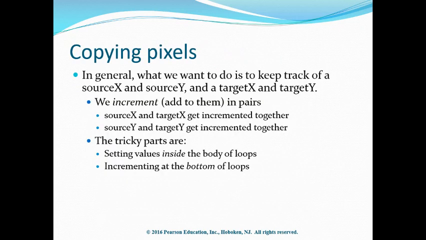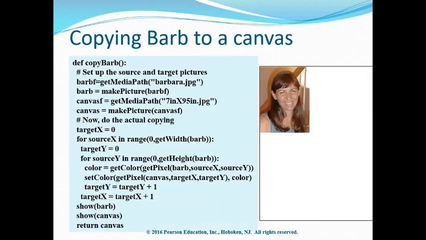So, copying pixels. In general, what we do is keep track of a source X and source Y and a target X and target Y. We increment, add to them in pairs. Source X and target X get incremented together. Source Y and target Y get incremented together. The tricky part is setting the values inside the body of loops and incrementing at the bottom of loops.